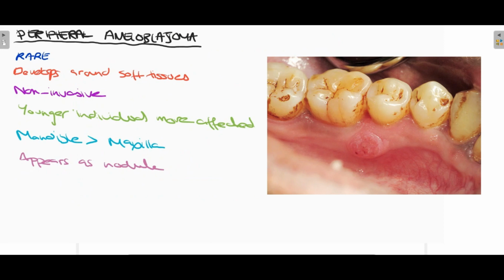A less common variant of ameloblastoma is peripheral ameloblastoma. It is rare, but sometimes it develops in soft tissues associated with the teeth. As you can see in these clinical pictures, this is a nodule-like lesion, and in this case it is peripheral ameloblastoma.